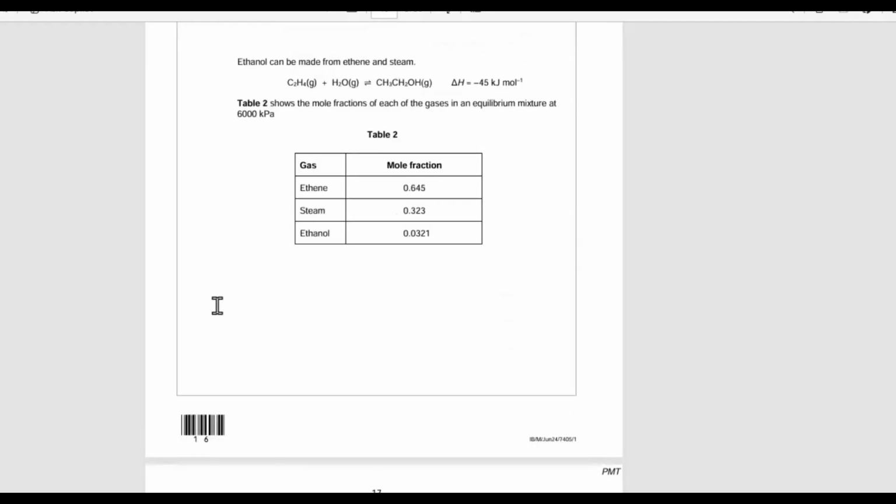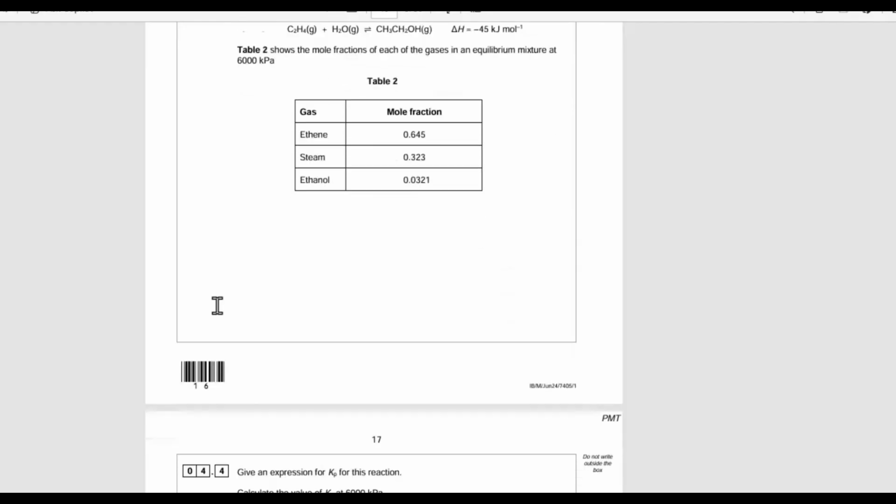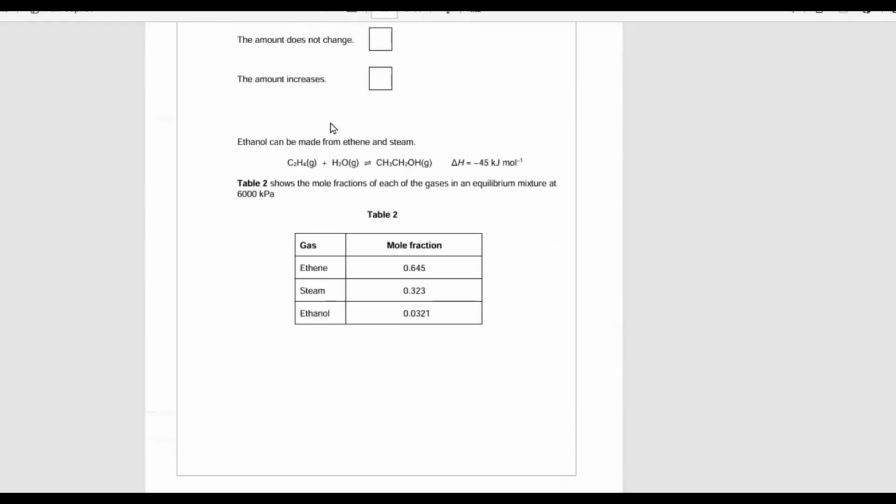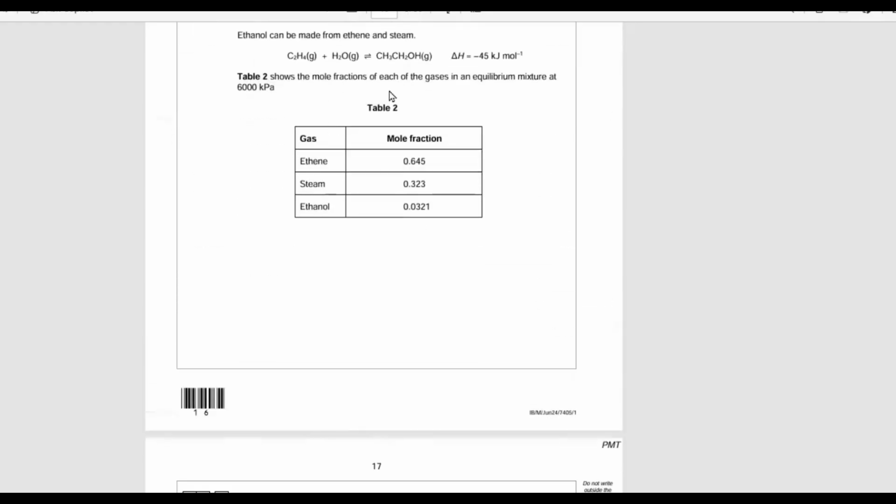Okay. Oh my gosh, I hate this when they split it like this when you're doing a video. Okay. Give an expression for Kp for this reaction. Calculate the value of Kp at 6,000 kPa and state the units. It's worth 4 marks. Let's smash through it. I'm going to go up here to do it so I have all the bits around for it. So what was the first thing? Give an expression for Kp for this reaction.